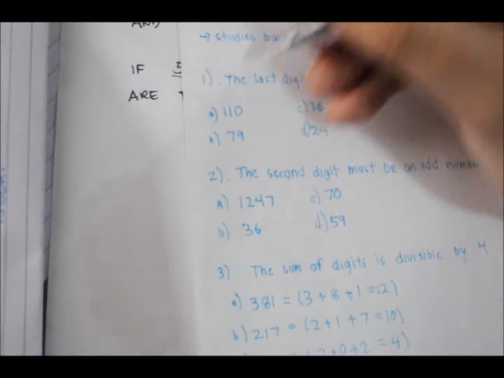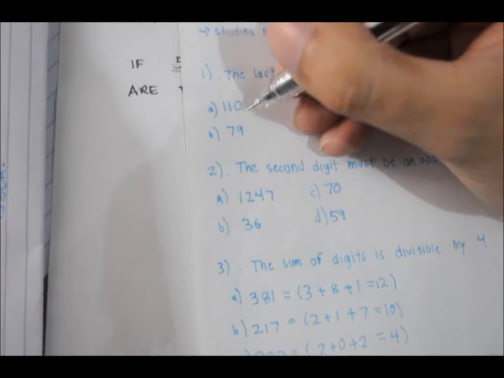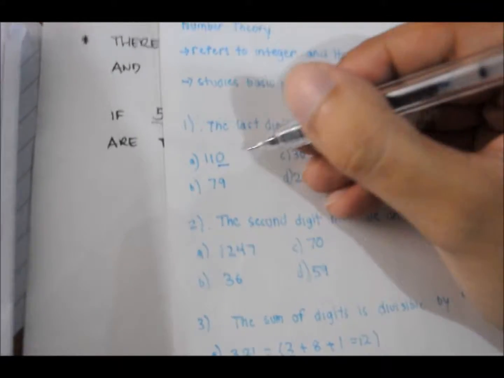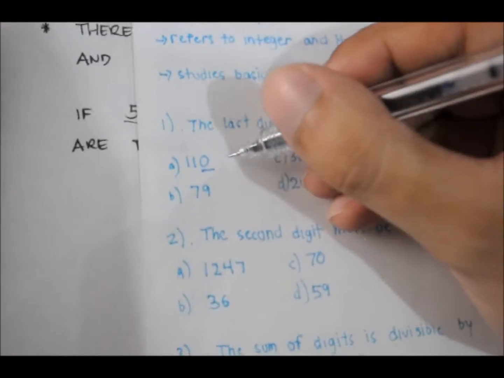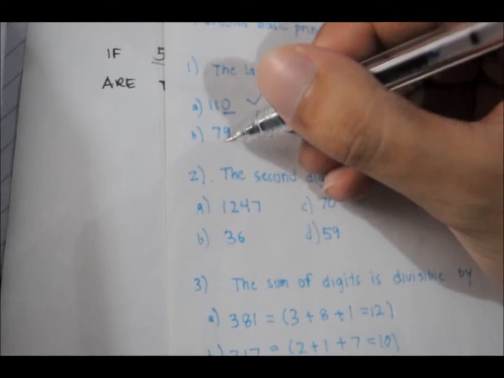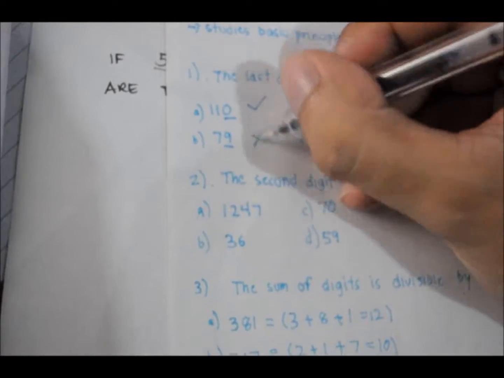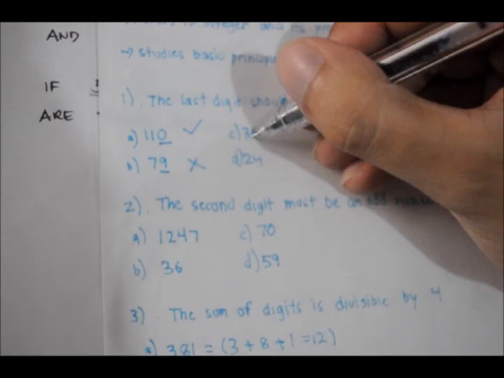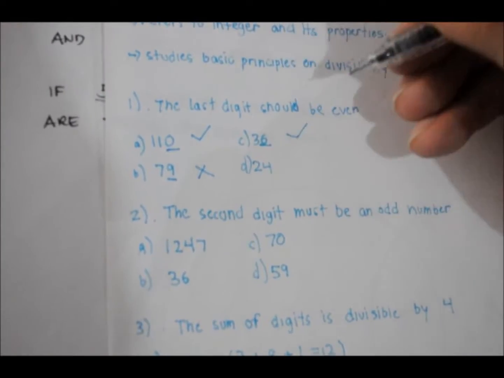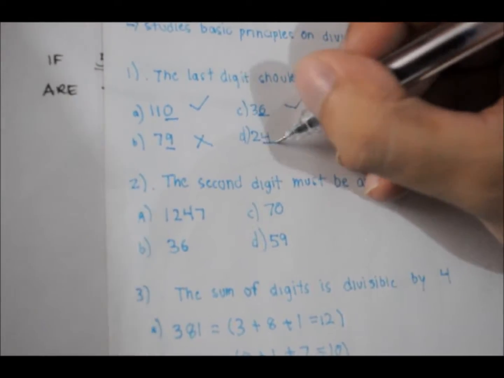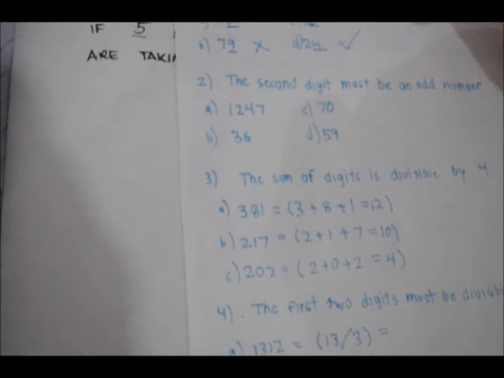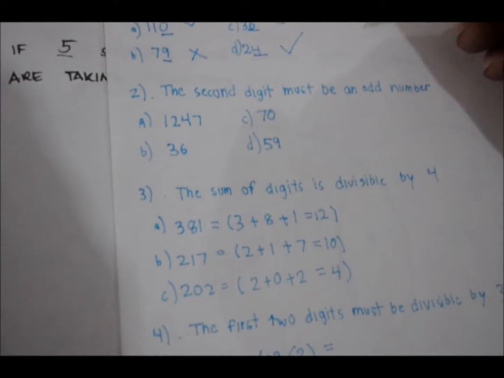example A, 110, the last digit is 0, so it satisfies the condition that the last digit should be even, so okay. 79, the last digit is 9, so no. C, 36, yes. 24, the last digit is even. The second problem, the second digit must be an odd number.